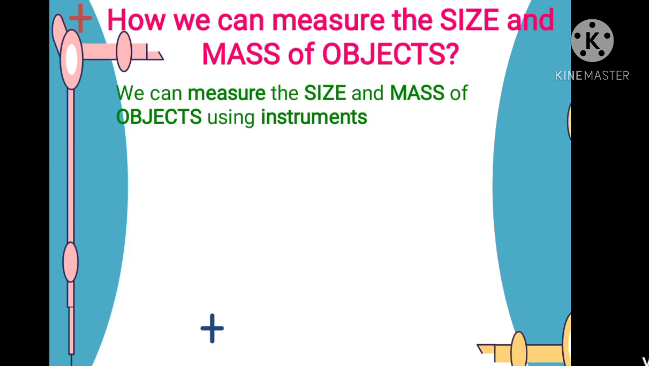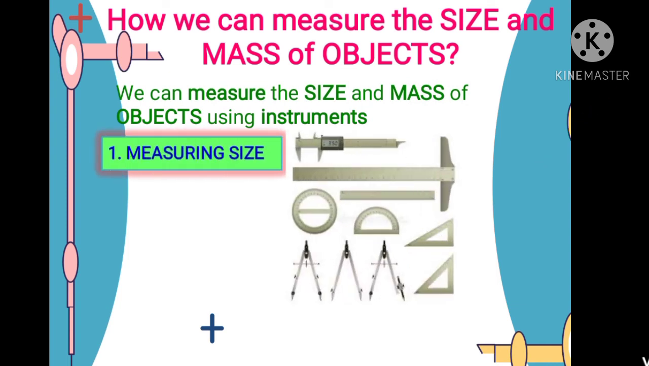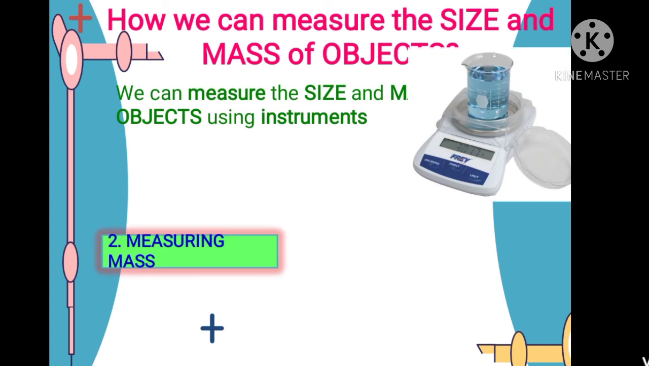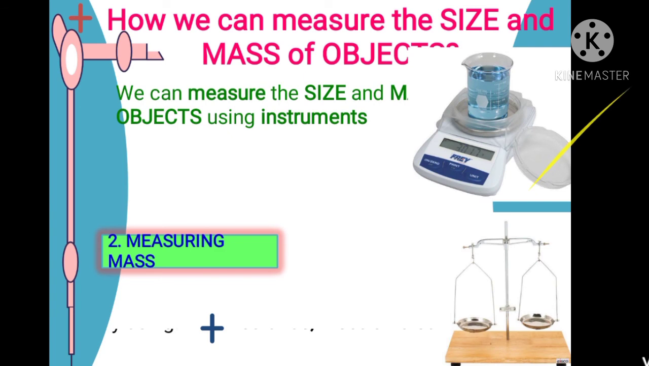And then how can we measure the size and mass of an object? We can measure the size and mass of an object using instruments. When we measure size, we can use rulers and tape. Ruler for straight things and tape for something circular. And then we measure the mass using an electronic balance and a lever balance.